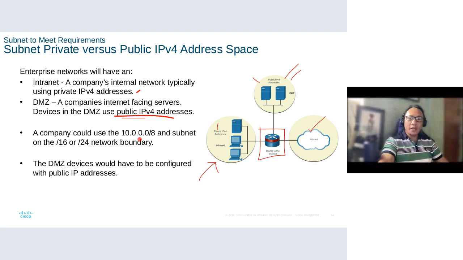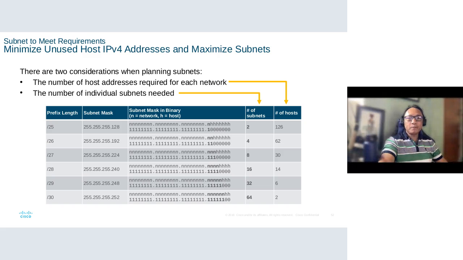Now a company could use the 10.0.0.0/8 and subnet it using /16 or /24 network boundary. The DMZ devices would have to be configured with public IP addresses, no? In that case. Now, to minimize the unused host IP version 4 addresses and maximize the subnets, there are two considerations when planning the subnet.